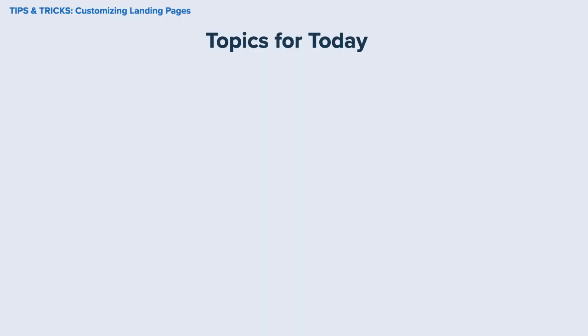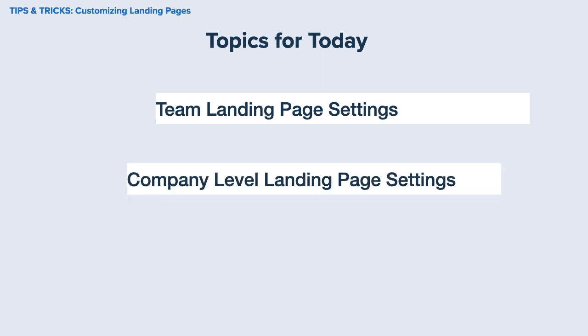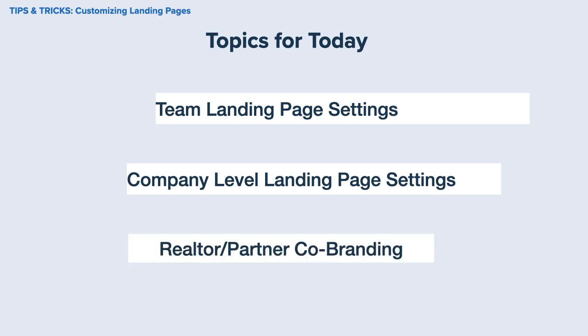Here's what we'll go ahead and cover today. First we're going to go through our team landing page settings. Those will include changing your subdomain, editing your landing page calculators or lead generation options, and changing your color scheme. We're also going to go over the company level landing page settings, which will include the in-browser landing page editor. And lastly, we'll cover Realtor Partner co-branding.